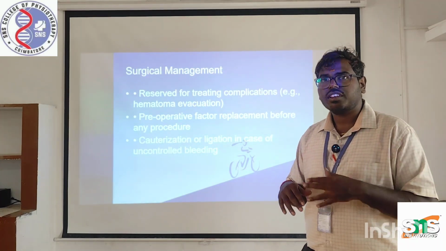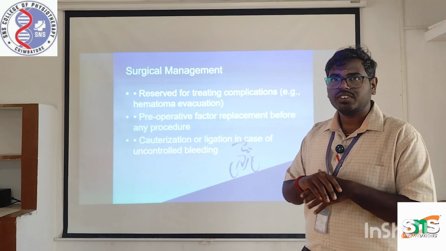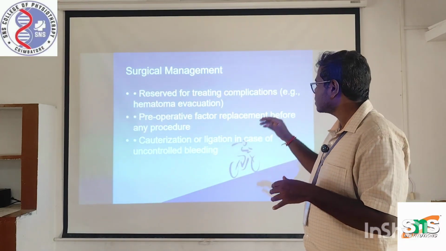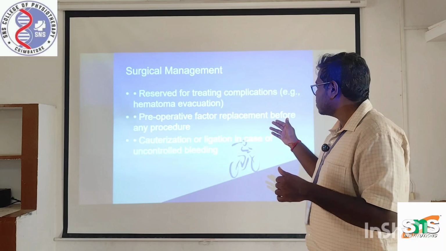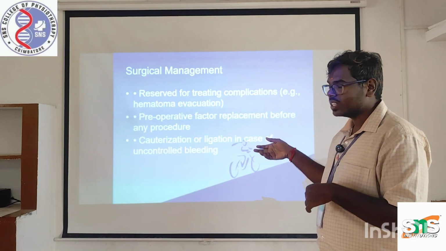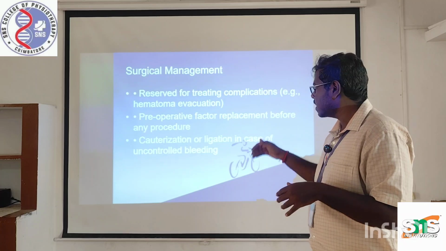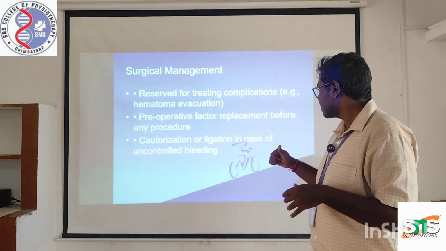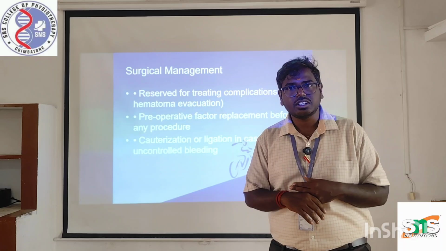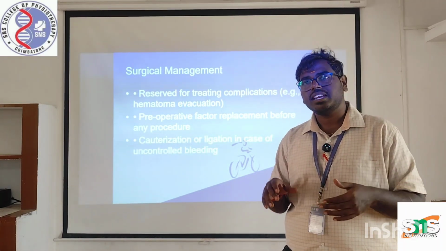In rare cases, it can lead to surgical management. Surgical measures are reserved for treating complications, such as hematoma evacuation. The next is preoperative factor replacement before any procedure, and finally cauterization and ligation in cases of uncontrolled bleeding. These are the factors involved in bleeding diathesis.